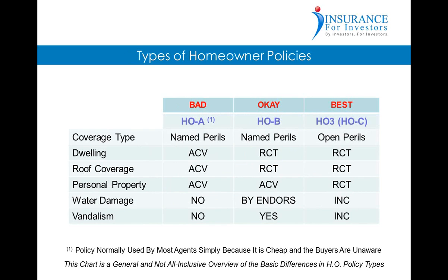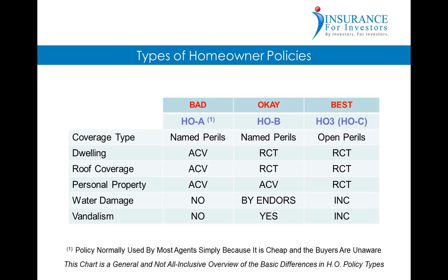Now here are your basic summary types of homeowner policies. This is certainly not an exhaustive, all-inclusive list to give everything in detail. This is a snapshot summary for those of you who are not insurance professionals to get the gist of the three types of policies. The HO1 policy.